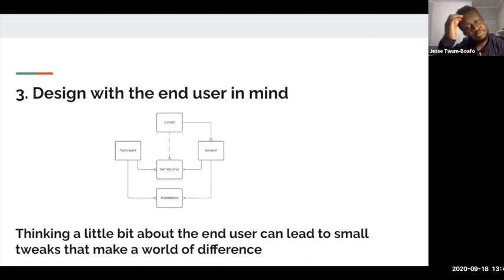Tip number 3, design with the end user in mind. Again, let's look at this data model, and for a second, let's ignore the relationship between the cohort and membership. So we have cohorts. Cohorts have many sessions. Each session has a group of members who are the participants, and similarly, each session has an attendance which tracks which participants came to the session.